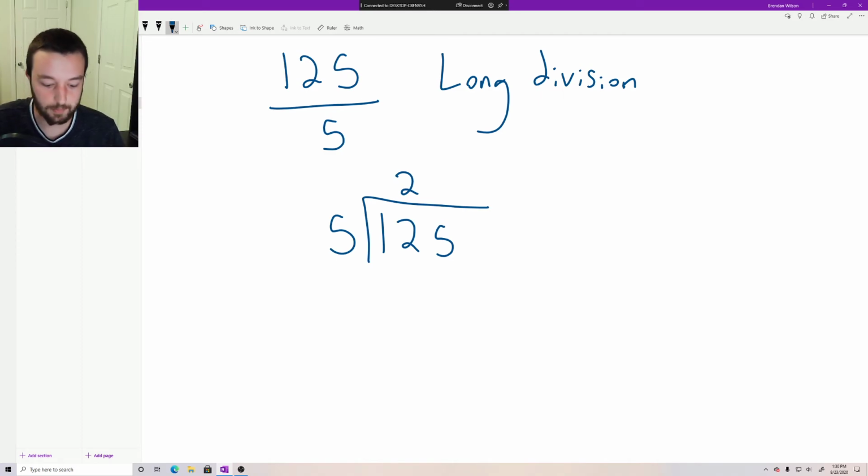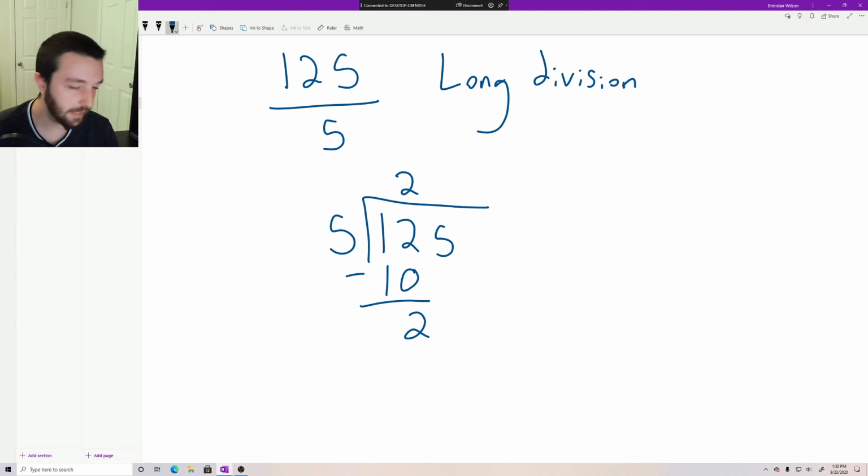The way we determine that is we say, okay, 5 times 2 is 10. So if we subtract that from the 12, we have 2 left over. So in other words, 12 divided by 5 is 2, but then we have 2 left over, or 2 with a remainder of 2. So to recap, we say 5 goes into 12 how many times? 2 times. Now 5 times 2 is 10. 12 minus 10 is 2, so we still have 2 left over.